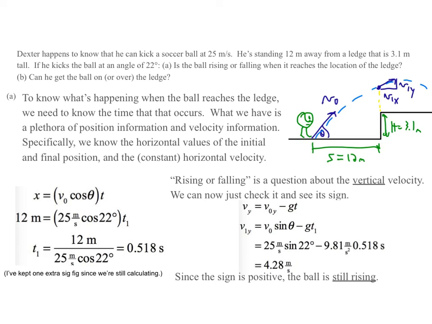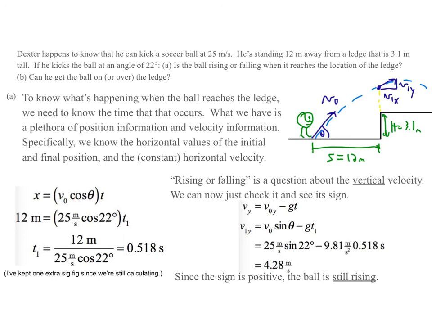All right, to know what happens when the ball reaches the ledge, we need to know how long it takes to get there. So we have a lot of position information and velocity information. We know the horizontal values of the initial and final position, and we know the constant horizontal velocity. So we can say that the horizontal position at any time is v0 times cosine of the angle times t. And so at the time when the position is 12 meters, we get this equation. So the time turns out to be a little over 0.5 seconds. I'm carrying an extra sig fig because we're still in the middle of calculations. And then we'll know if it's rising or falling.